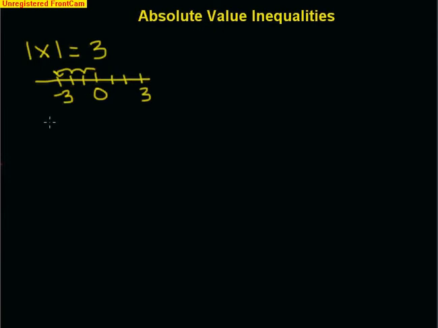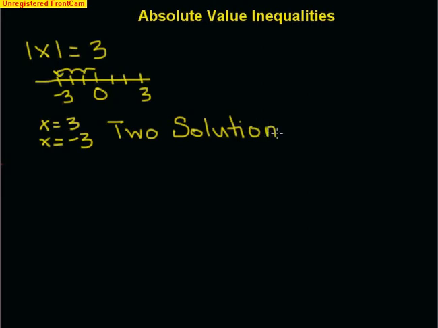So we would say the absolute value of x is 3, and x can be negative 3. There are 2 solutions. And that is very important to remember when working with any absolute values.